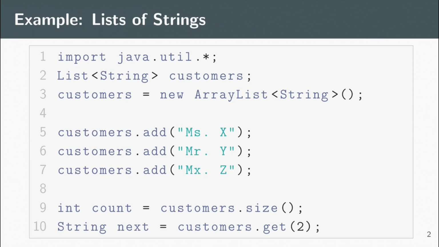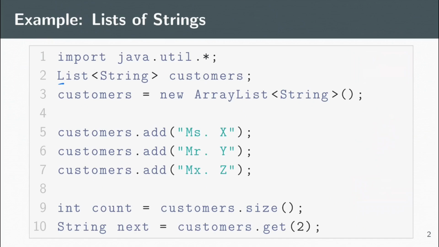Let's look at this example. It's a list of strings. What we do here is we declare a variable called customers in line 2 to be a list of strings, and in line 3 we instantiate an array list and bind it to that object. From then on, you can add elements to this container, and you can also retrieve the current size of the container or access individual elements by their index.